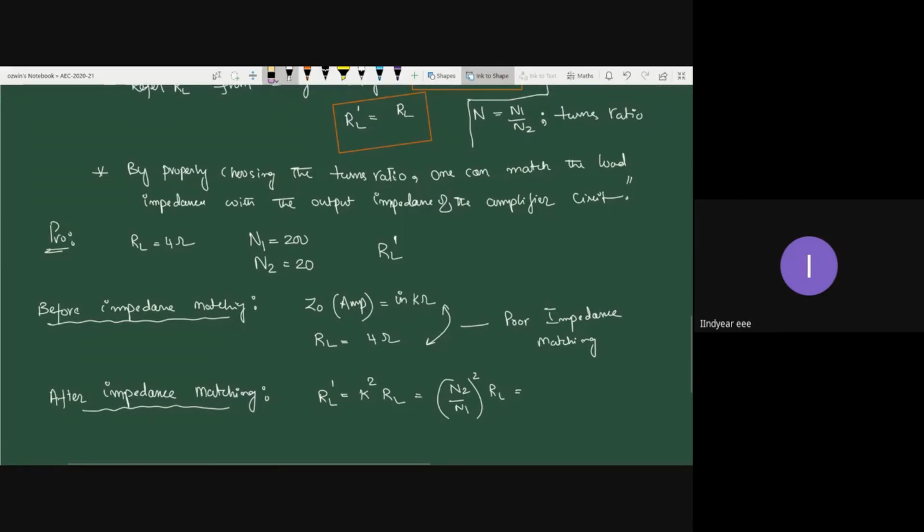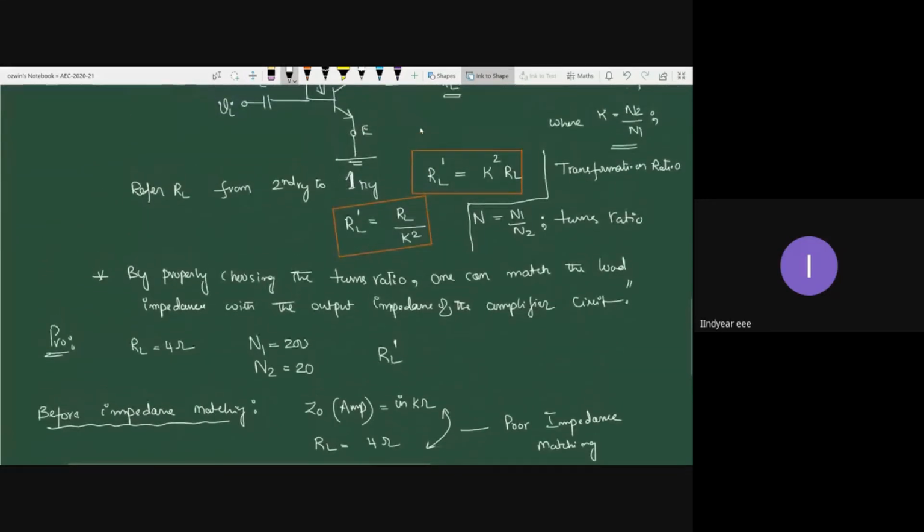From secondary to primary, it should have been vice versa, right? This should have been n square, right? From primary to secondary, it is K square into R. Okay. And from secondary to primary, it is vice versa.